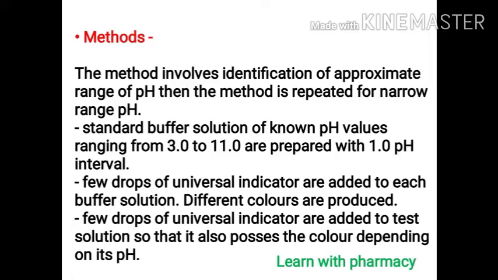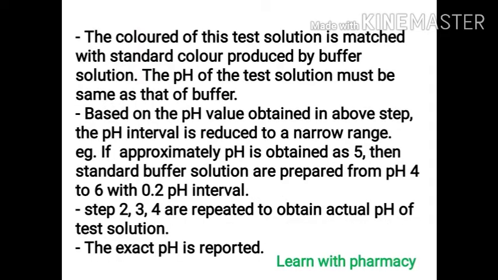Standard buffer solutions of known pH values ranging from 3.0 to 11.0 are prepared with 1.0 pH interval. Few drops of universal indicator are added to each buffer solution. Different colors are produced. Same in test solution, also few drops of universal indicator are added to test solution so that it also possesses the color depending on its pH. Then the color of this test solution is matched with standard color produced by buffer solution. The pH of the test solution must be same as that of buffer.